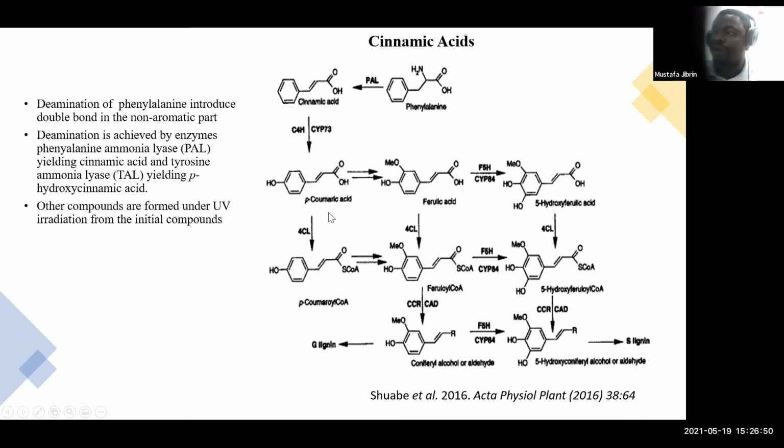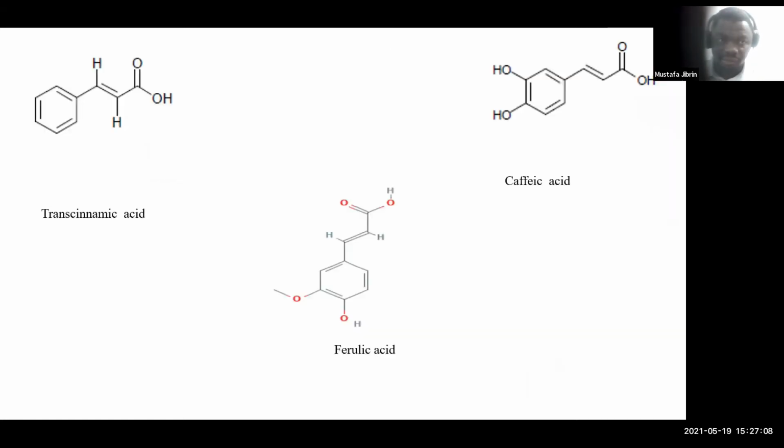So we have fumaric acid, ferulic acid, hydroxyferulic acid, different kinds of chemicals that are produced in this system that have been used and tested in plants and in human systems against bacteria, against known diseases. So for us, we are focusing on three of these. We focused on tranexamic acid, caffeic acid, and ferulic acid.